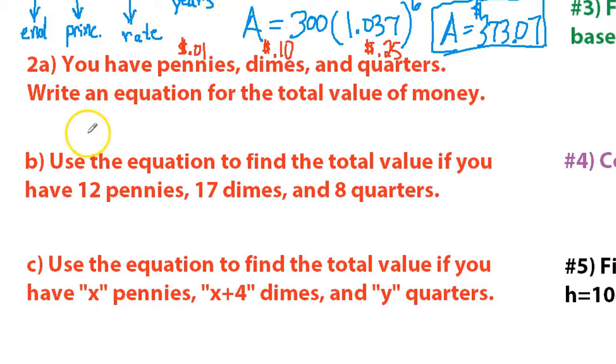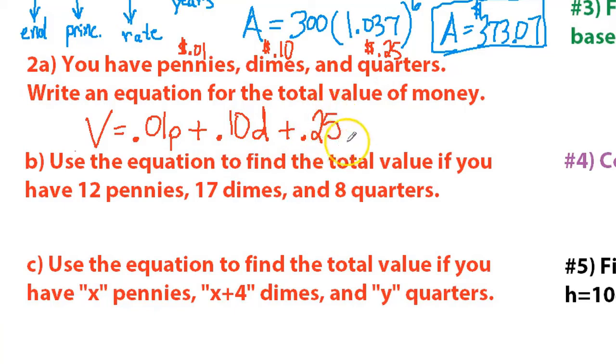Okay, so V equals, and let's see, a penny is worth 1 cent. So what I'm going to do is use P to represent the number of pennies I have. So it would be 0.01p plus, dimes are worth 10 cents. Let's use the letter D to represent dimes. And quarters, since they're worth 25 cents, we'll use a Q to represent them. This is the formula they're looking for in 2A.